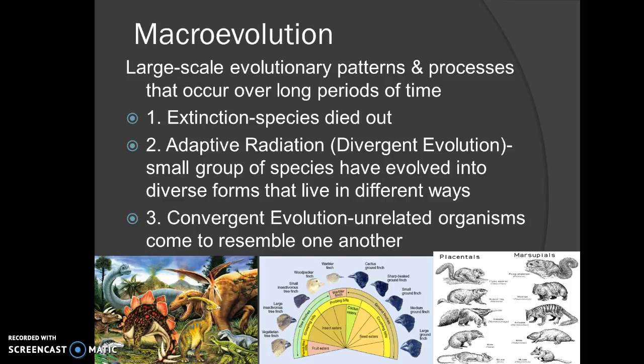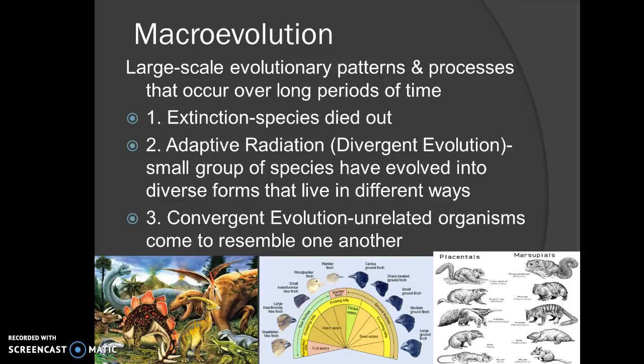Adaptive radiation, also called divergent evolution. Divergent is diving away from each other. Okay, so it's getting more and more different. So if you understand evolution is change over time, this is when a small group of species have evolved into very different forms that live in very different ways. Divergent. And this is a great example of Darwin's finches. One common ancestor, and then as nature selected differently in different environments, we have all of these species that now exist that are very different from one another as far as how they look and what they eat and how they behave.